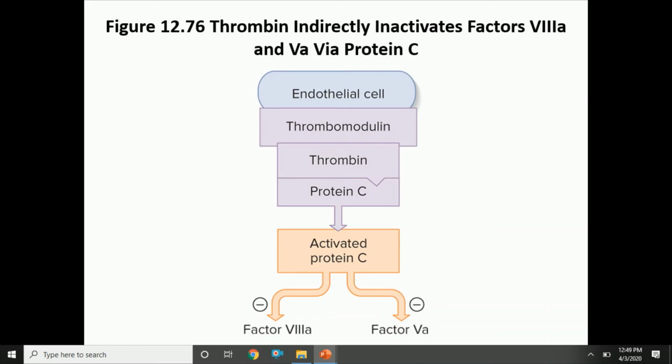So how is it that thrombin indirectly inactivates some of the clotting factors through this protein C? So the endothelial cells have that receptor known as thrombomodulin, and you can see from the name of the receptor what it does. It modulates the function of thrombin. So thrombin is now going to attach to protein C, activating it. So now this activated protein C will deactivate these two other clotting factors.